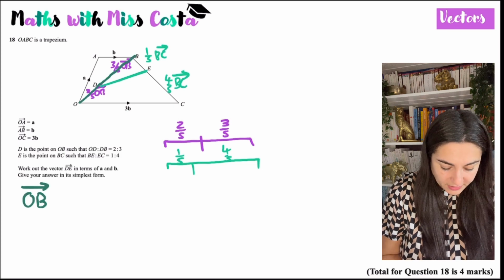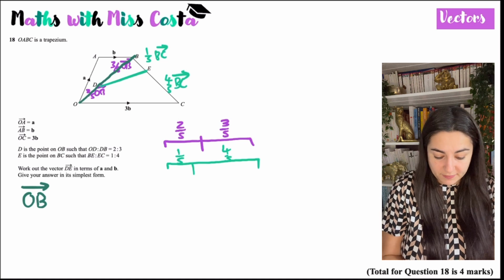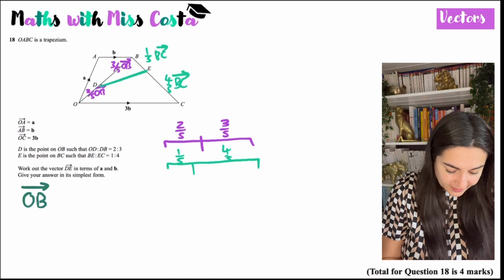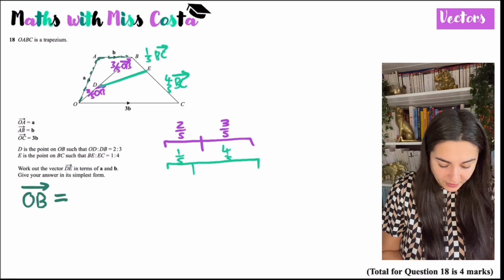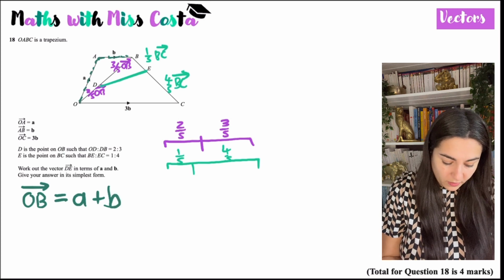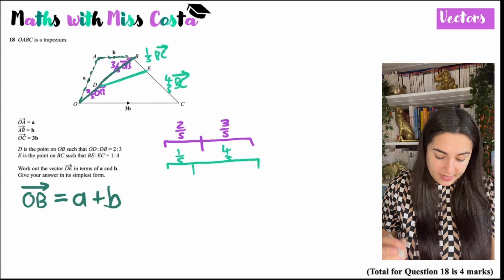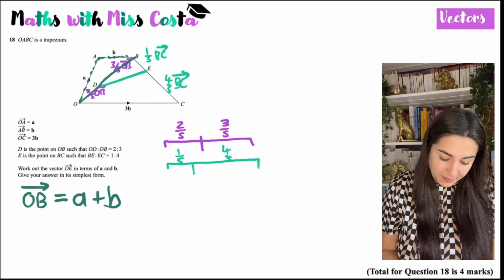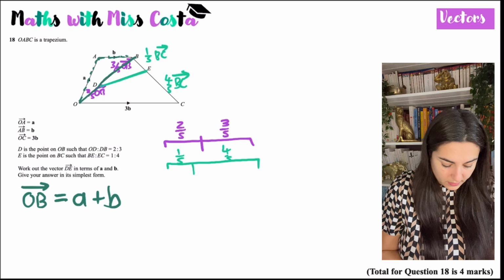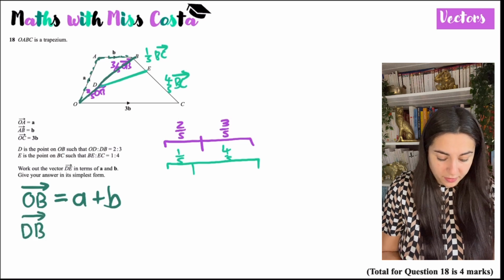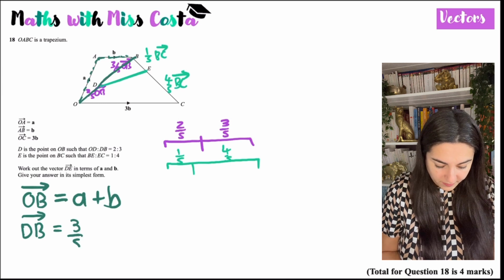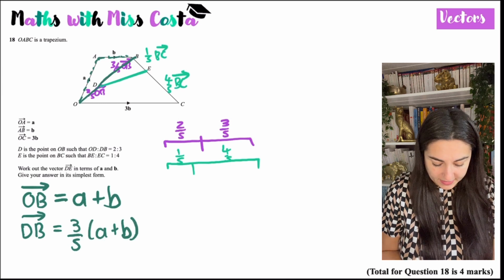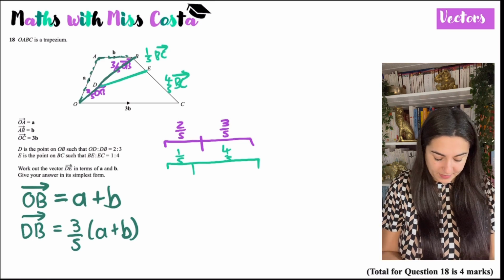So to work out a vector, you can only go along your given routes. So we've been given this route here, which is A, and this route here, which is B. So the vector OB can be expressed as A plus B. Okay, so that's the whole line OB. Now, I know that the part DB must be 3/5 of that, because it's 3/5 of the whole line. So 3/5 (A plus B) is vector DB.